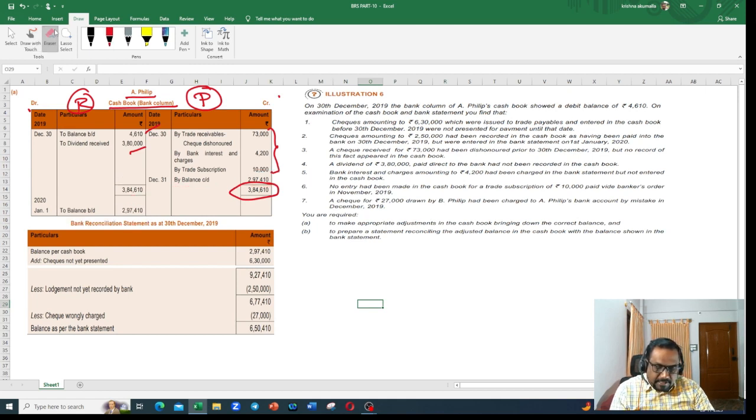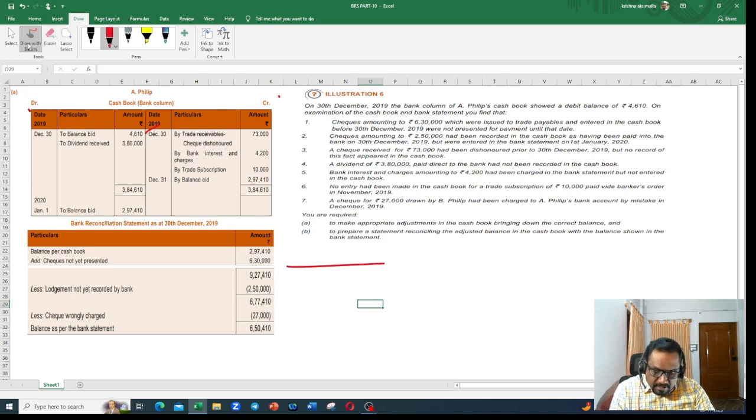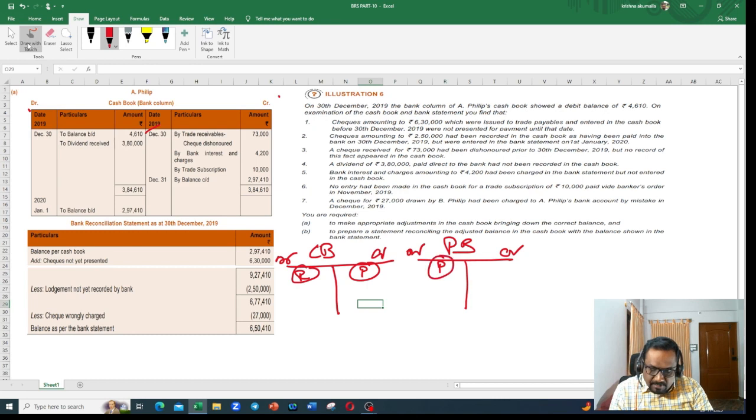How do we prepare the reconciliation now? As I said, we need to follow the same rules. What are the rules we need to follow? I told you, right? Let us prepare cash book, passbook, debit, credit, debit, credit. This is the receipt side in cash book. This is the payment side in cash book. This is the payment side in passbook and the receipt side in passbook.